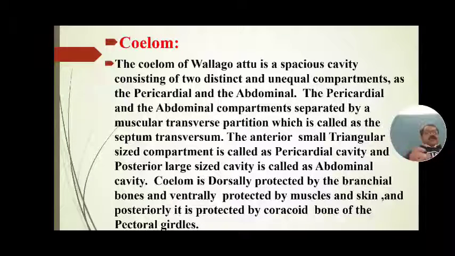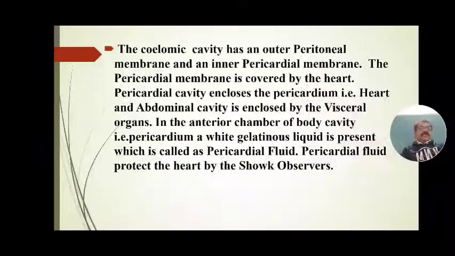Inside these bones, a cavity is present. That cavity is called the coelom, and it is divided into two unequal compartments: the anterior small pericardial chamber and the posterior large irregular abdominal chamber. These are the pericardial cavity and the abdominal cavity inside the body of the fish.